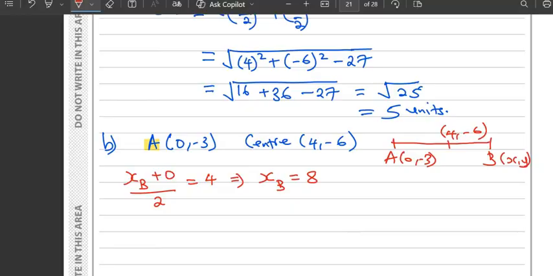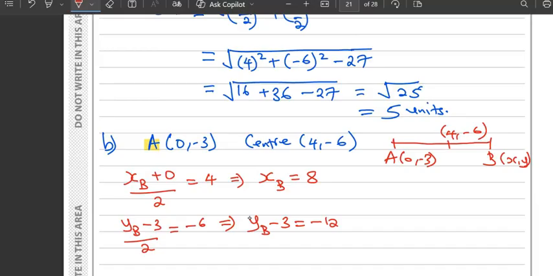Then we can also get the y coordinate of B. The y coordinate of B plus the y coordinate of A, which is -3, everything divided by 2, should give you -6. Cross multiplying this, we'll have the y coordinate of B minus 3 equivalent to 2 times -6, which is simply -12.